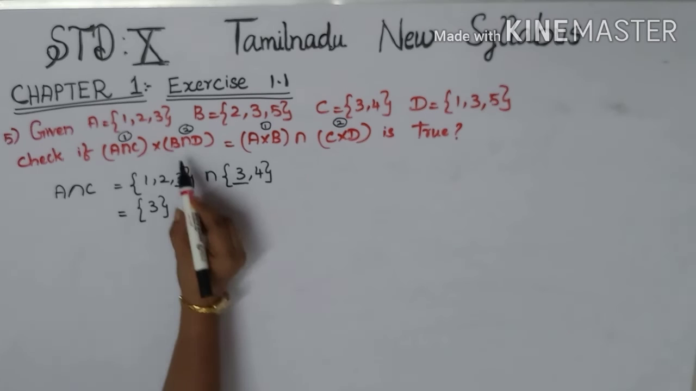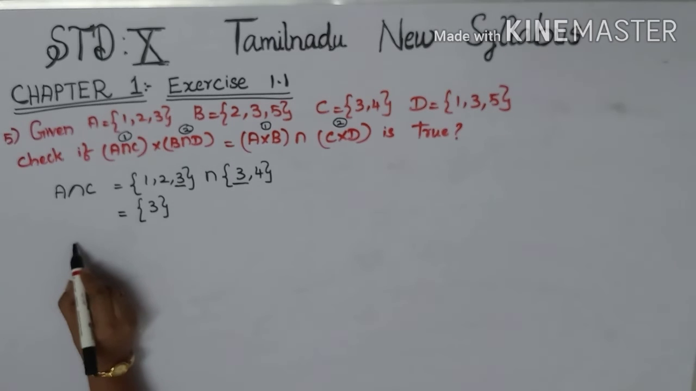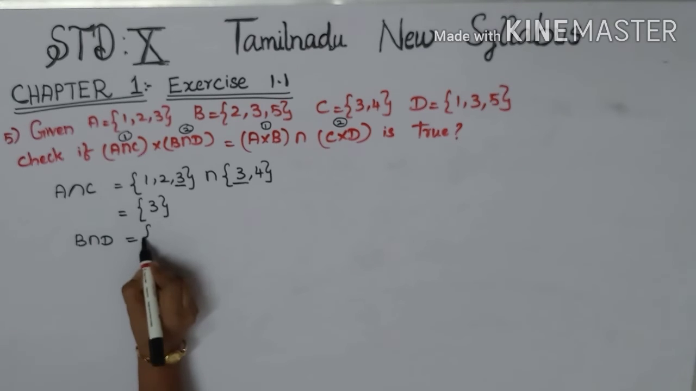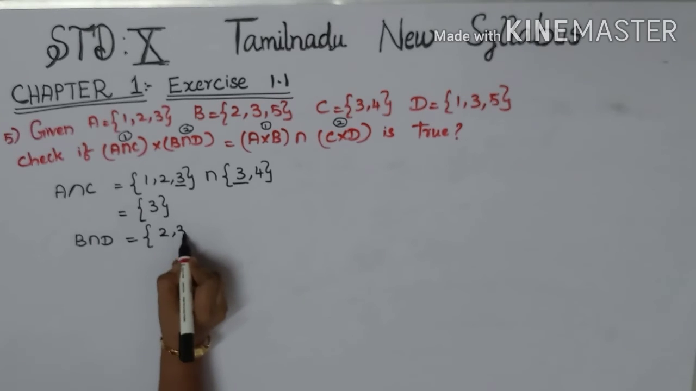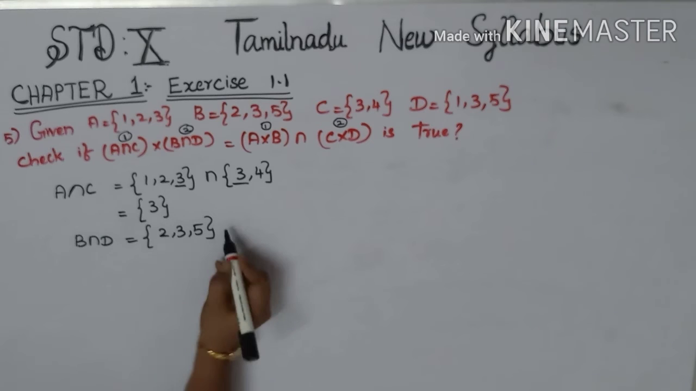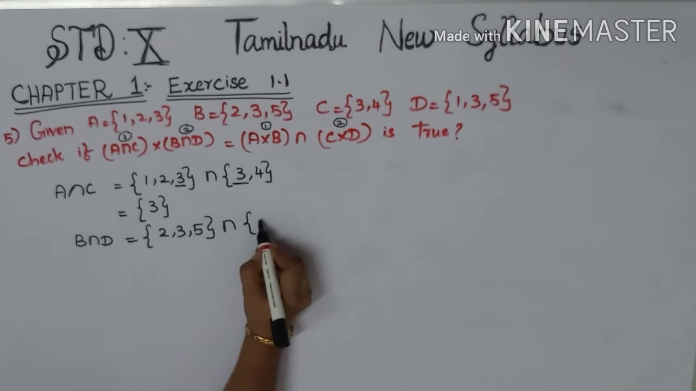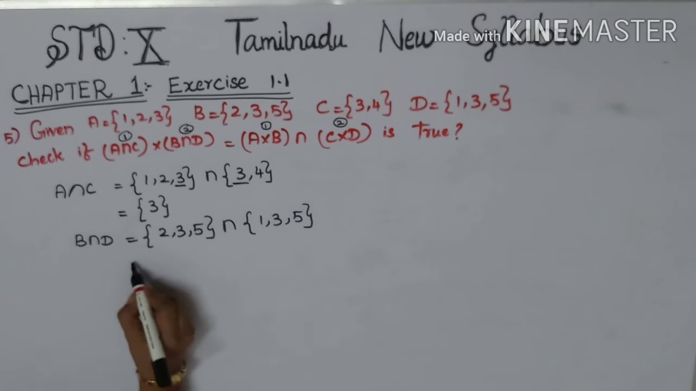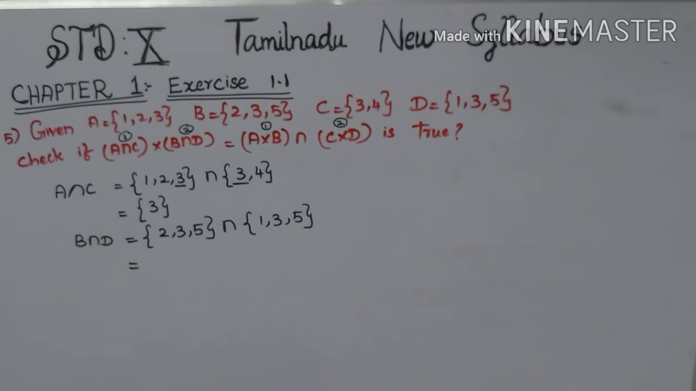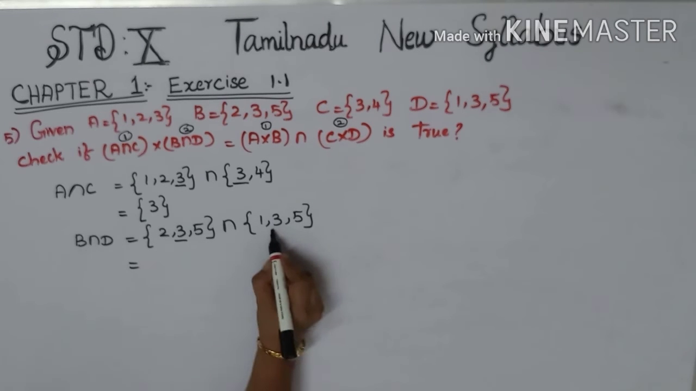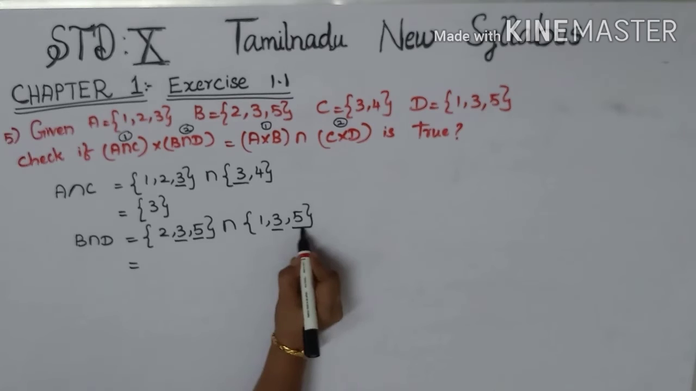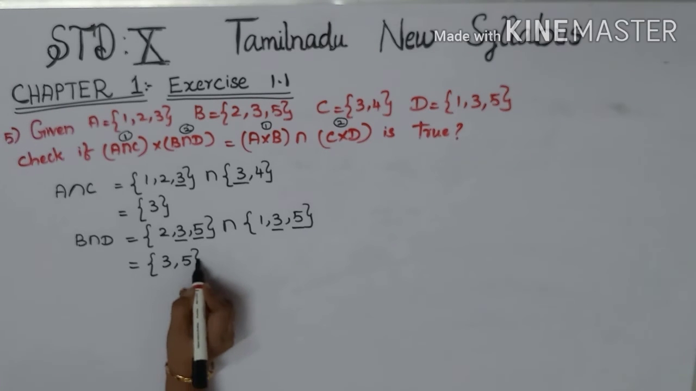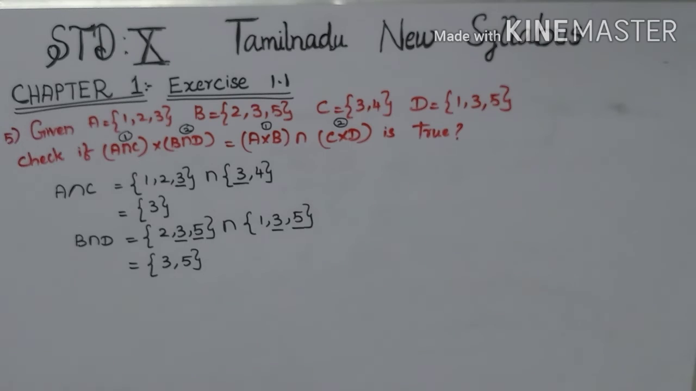Okay, so A intersection C is equal to {3}, because only the 3 is common. The next part is B intersection D. We'll have to find it. Write your B first, it is {2, 3, 5}, intersection your D. D is nothing but {1, 3, 5}. Now here also intersection is there. So check what the common terms are. 3 is common, again 5 is common. So the elements are 3, 5 for your B intersection D.